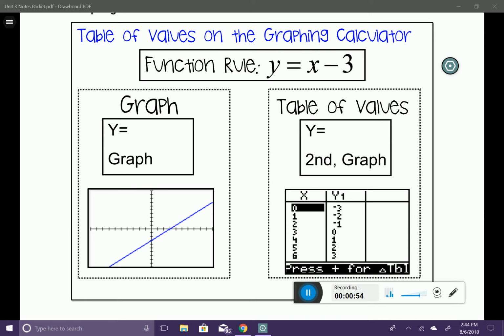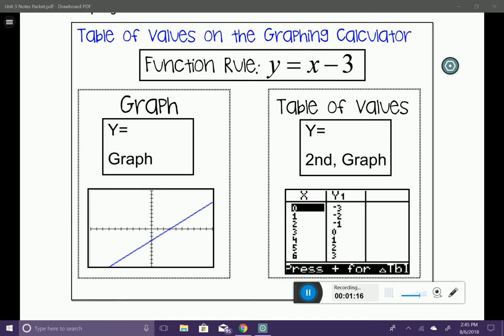You can see that it brings up a screen that says plot 1, plot 2, plot 3, and then a bunch of y's with numbers. We're going to be working in the y sub 1. Your cursor should be there by default. What I'd like you to do is type in the function rule that we're given. So we already represent our y by the y sub 1, but we need to type in x minus 3.